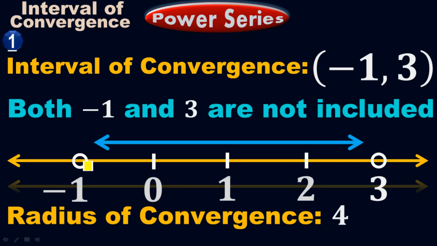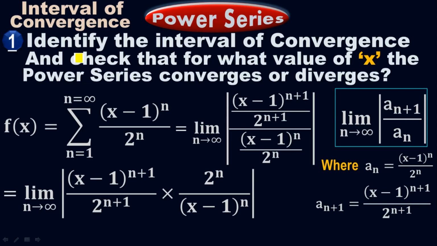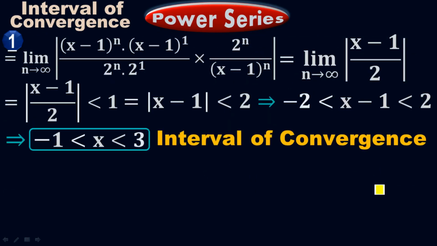How many points do you have between -1 and 3? We have 4 points: 1, 2, 3, 4. Therefore, the radius of convergence for this power series is 4. Let me walk you through it again. The question asks to find the interval of convergence, that is, for what values of x the power series converges or diverges. By applying the ratio test, we got the interval of convergence.